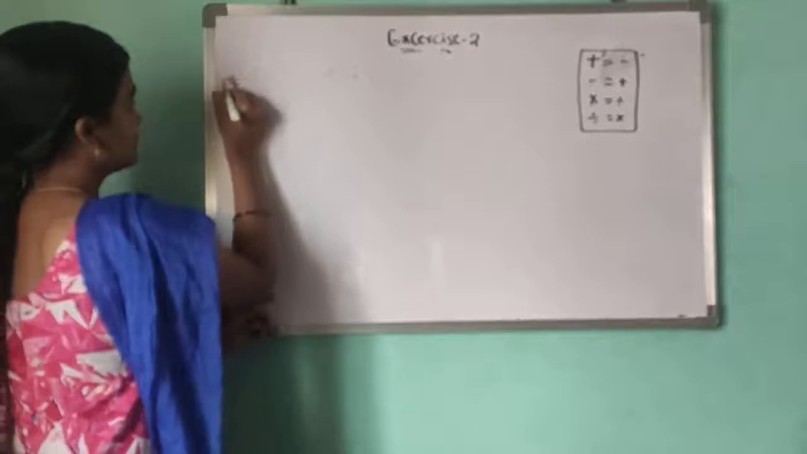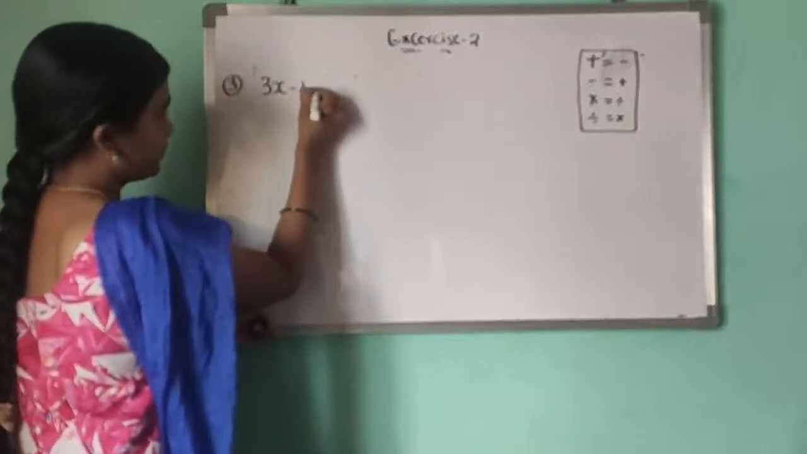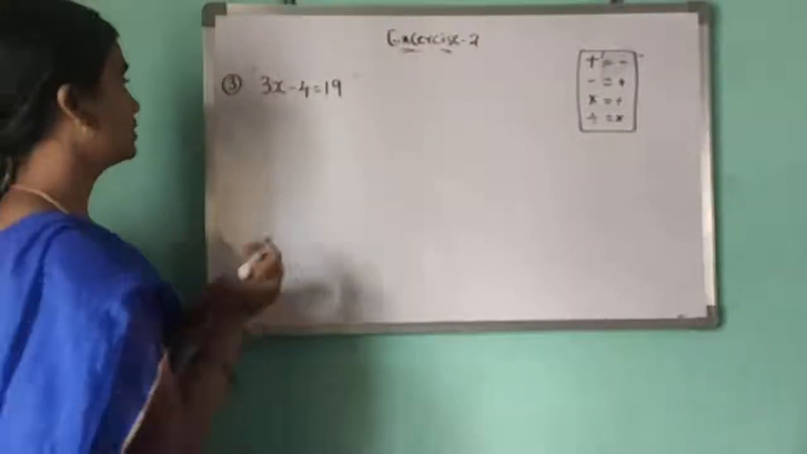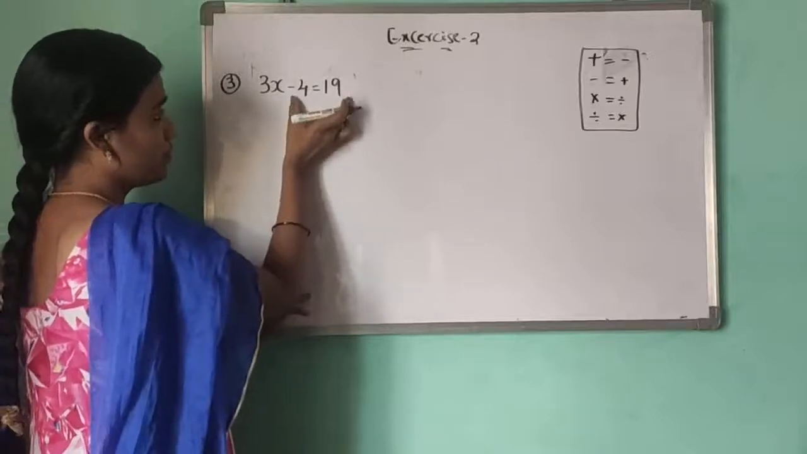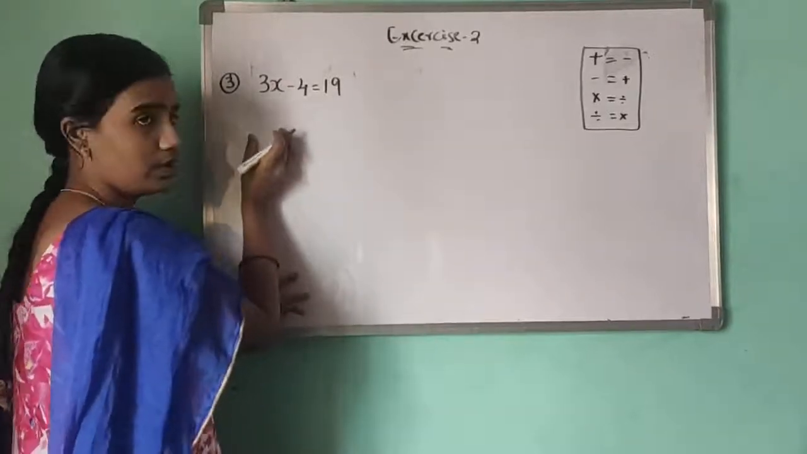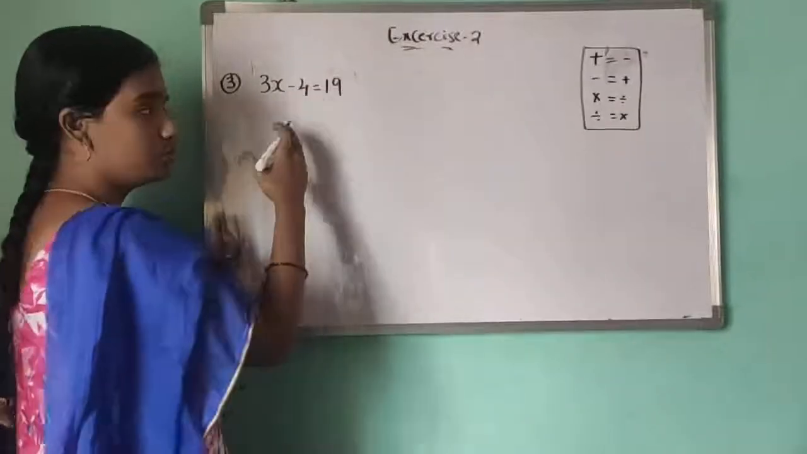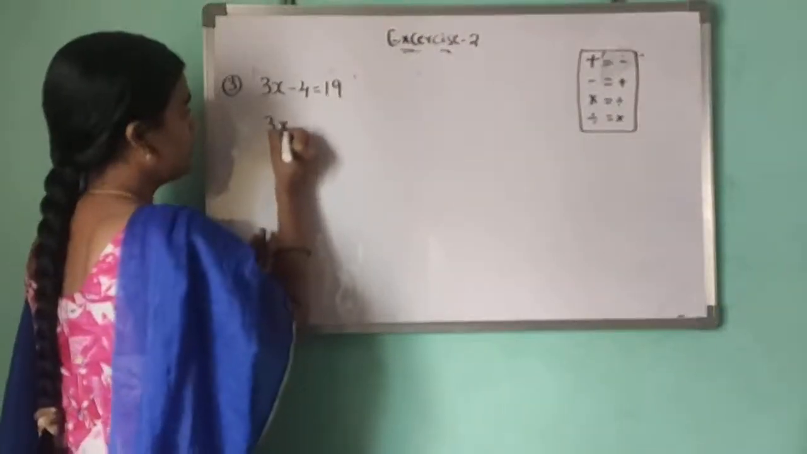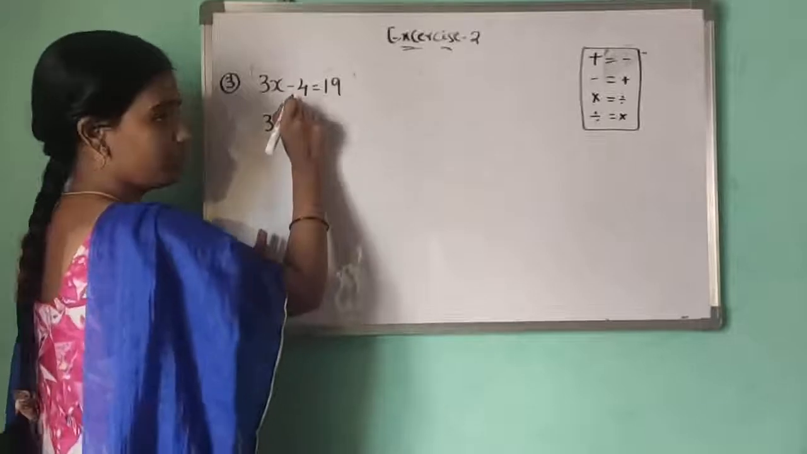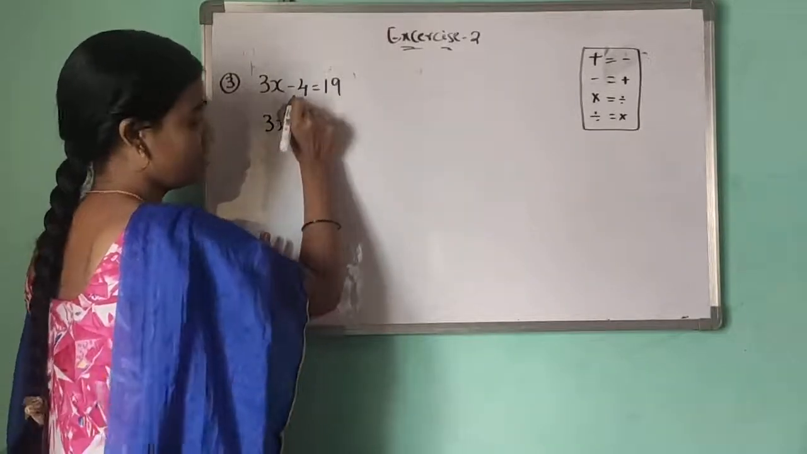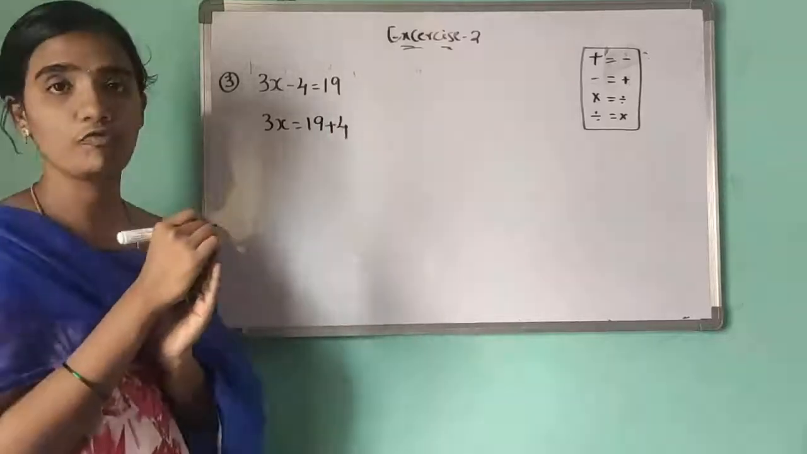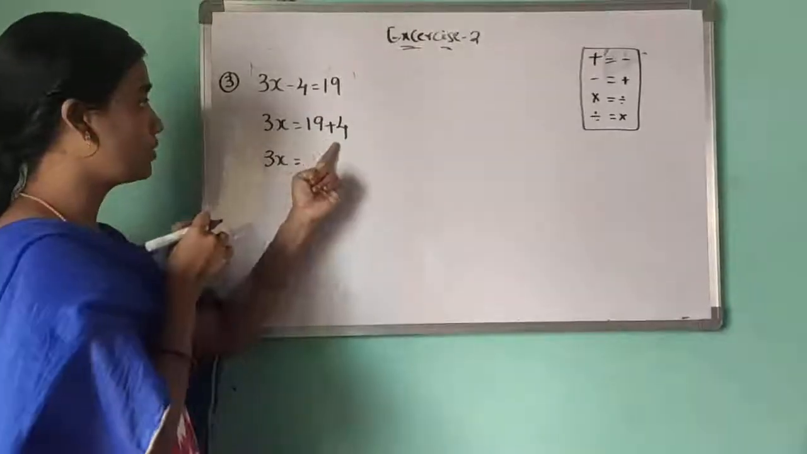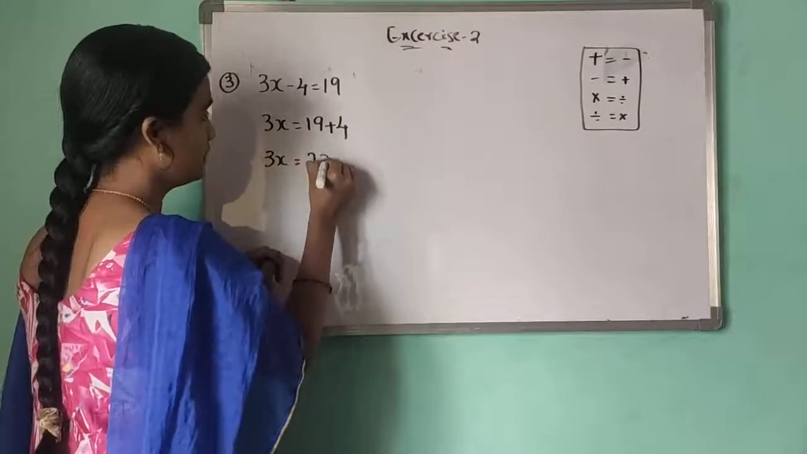Move on to the third one. 3x minus 4 equal to 19, right? How can we do here? First, you have to write the x value on the left hand side, and you have to transpose the numbers to one side, x values to one side. So 3x equal to, as is, 19 is written, and minus 4 is there, it will become plus 4, right? So 3x is equal to how much? 19 plus 4, how much? 23, right?